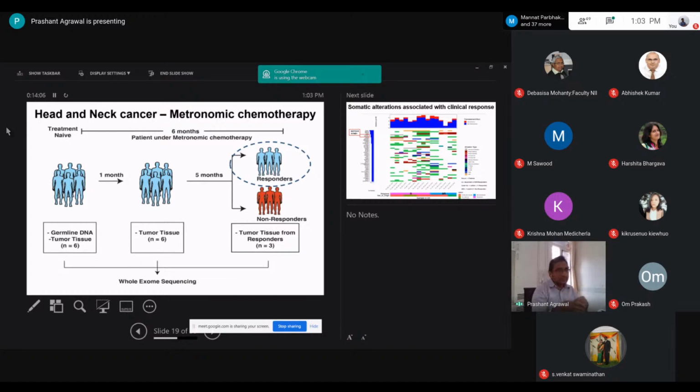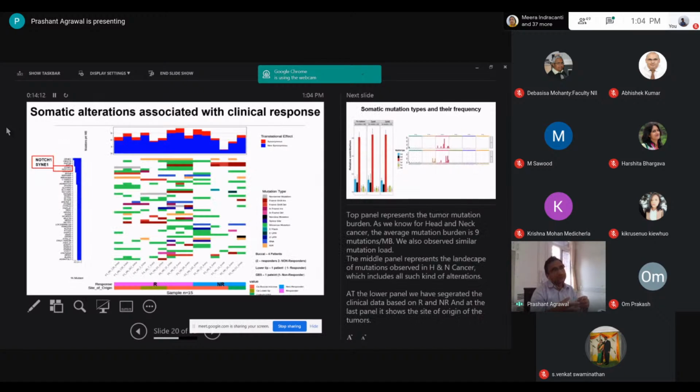So these are the different cohorts where we have done the whole exome sequencing. What you would see is the somatic alterations across all these responders and non-responders. And you could see at the bottom that there are 3 different time points, as I told you: pre-treatment, treatment post 1 month, and treatment after 6 months. So what you would eventually see is that we got a good number of synonymous and non-synonymous mutations.